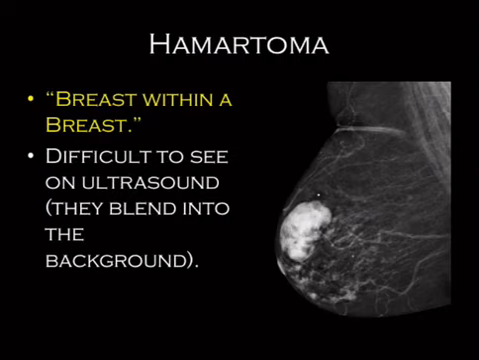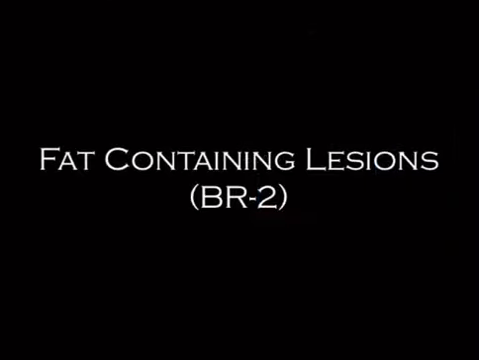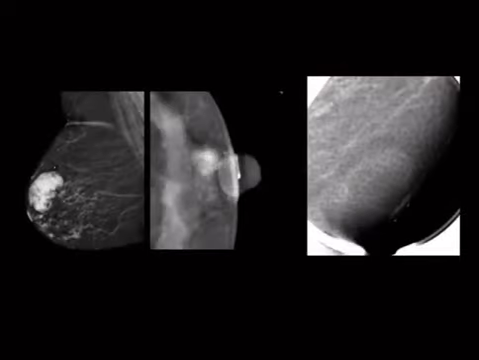It's a breast within a breast. Breast within a breast is the buzzword. It's a fat-containing lesion. Fat-containing lesions are BI-RADS 2s. They are benign by definition. So fat-containing lesions, there's 5 of them you need to know.